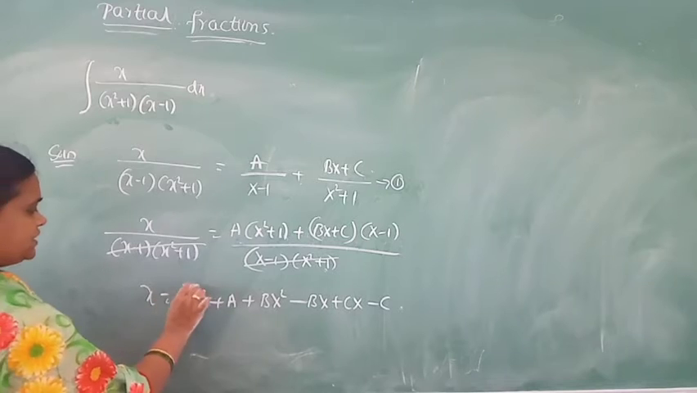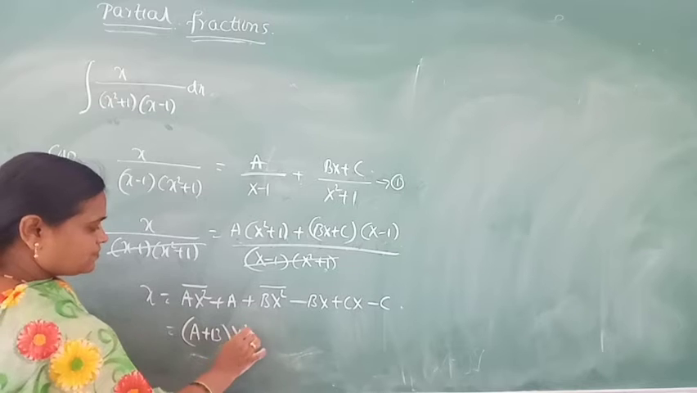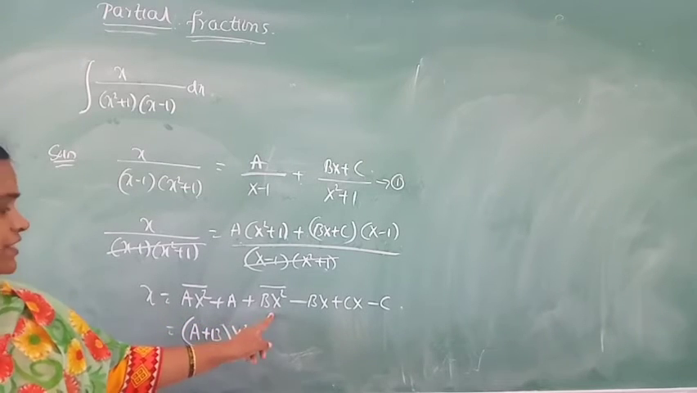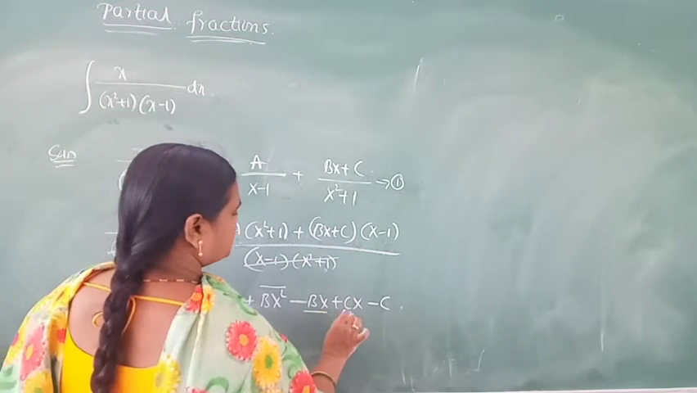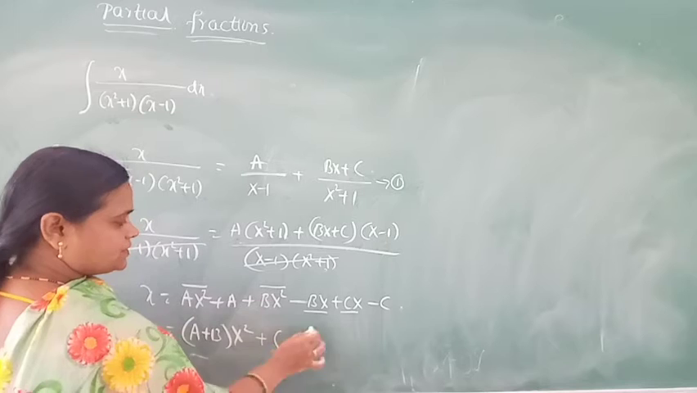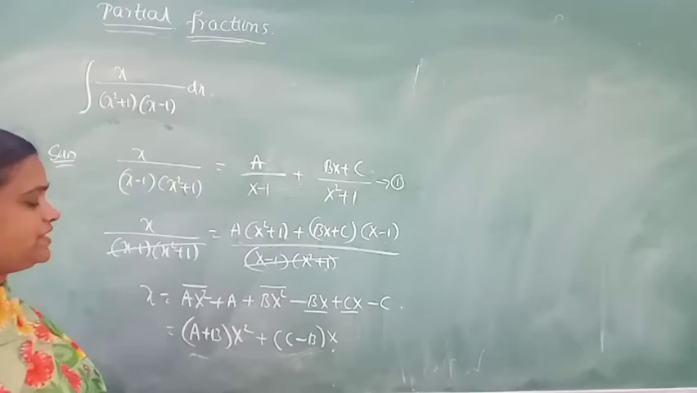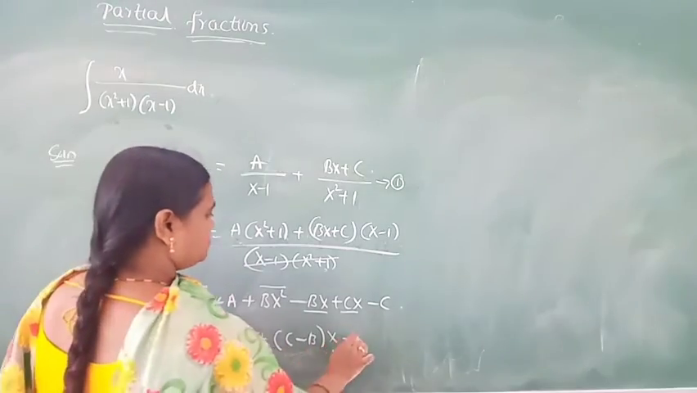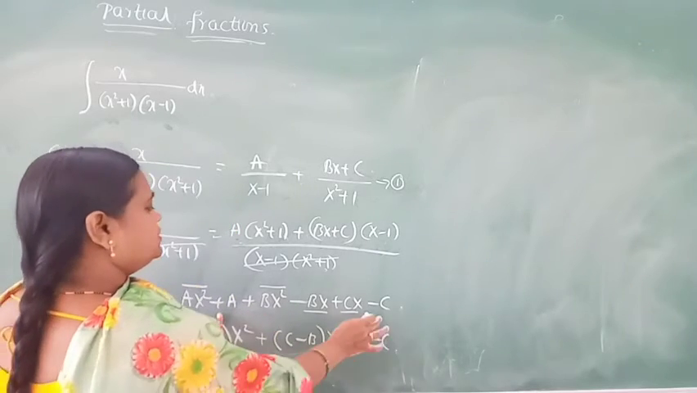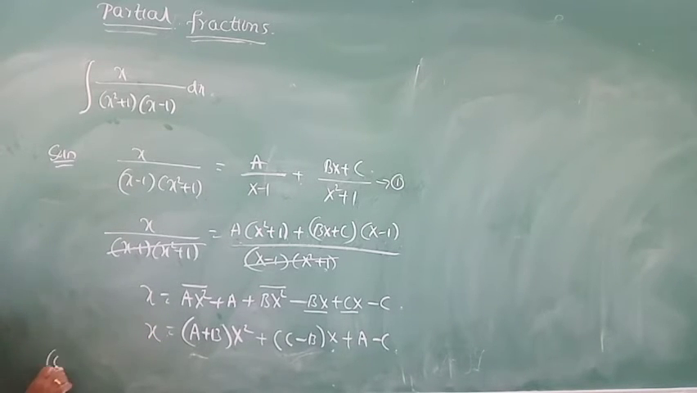Take x square one side, ax square, bx square, which one is common? x square, a plus b of x square. See, ax square, bx square, take x square common, we get a plus b. Next, minus bx plus cx, means c is plus, b is minus, c minus b of x. Next constant, plus a minus c, these two are constants. Okay, this is x.